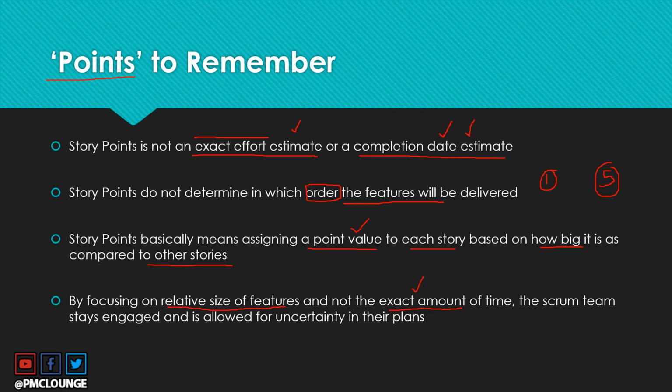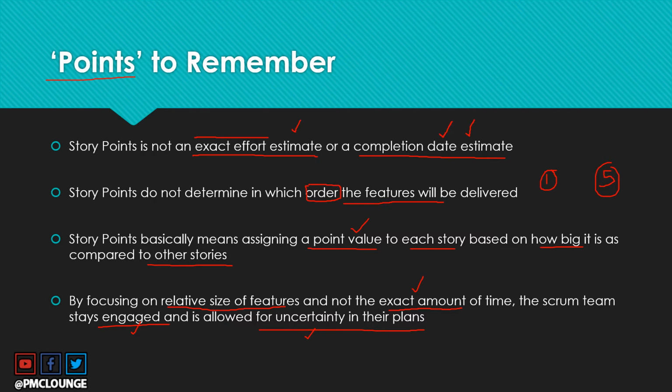So when you focus on relative size and not the exact amount of time, the Scrum team stays engaged and is allowed for uncertainty in their plans. So you're not asking for exact dates or exact estimates from your Scrum team, and that keeps them engaged, and that also gives them a breather for any kind of uncertainty.